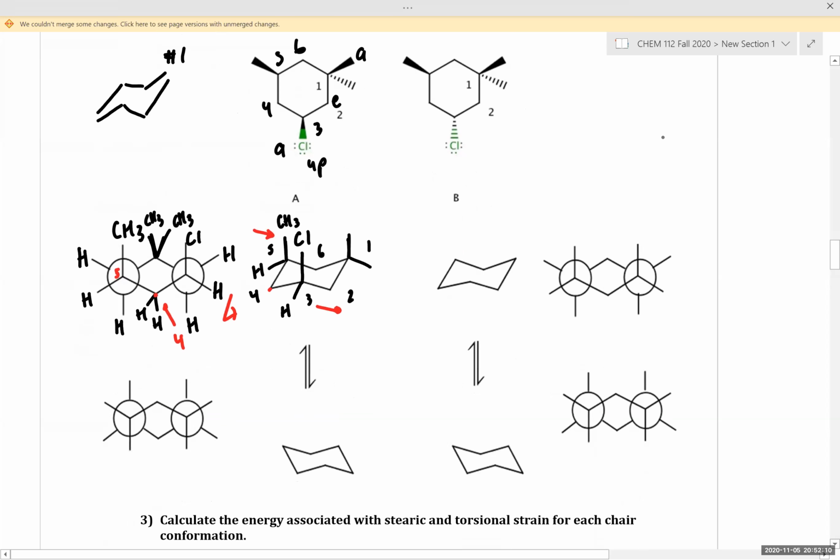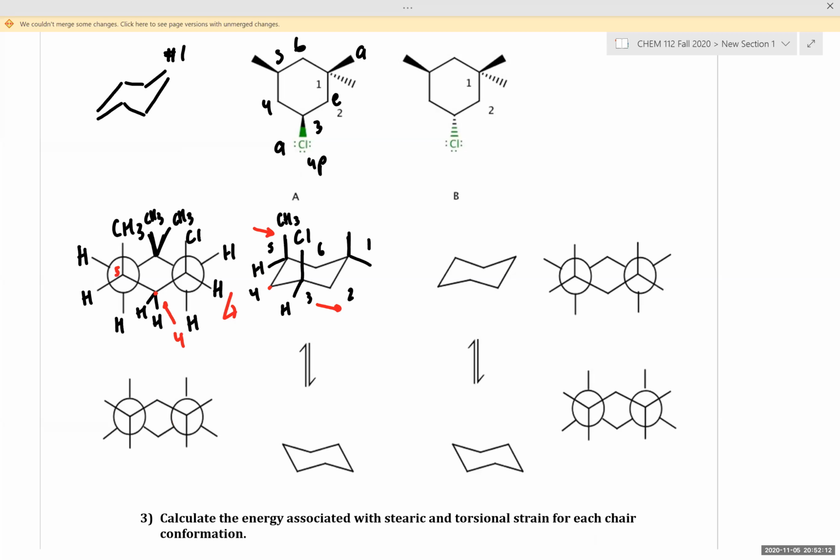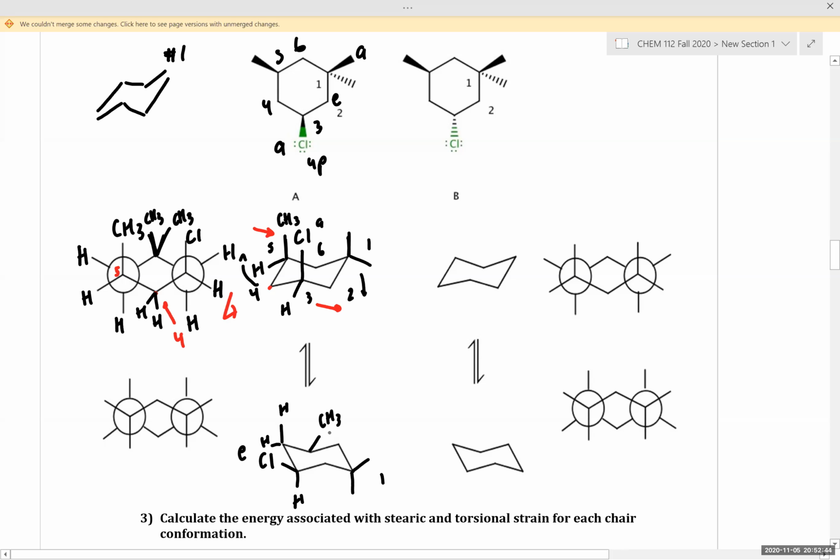Now let's do a ring flip. So carbon 1 goes down, carbon 4 goes up. So at carbon 1, we still have our 2 methyl groups. So this is carbon 1 now. At carbon 2, we don't have anything. At carbon 3, our chloride is still pointing up, but instead of being axial, it's equatorial. Carbon 4, we still have our hydrogens. And then carbon 5, our methyl group is still pointing up, but this time it is equatorial.